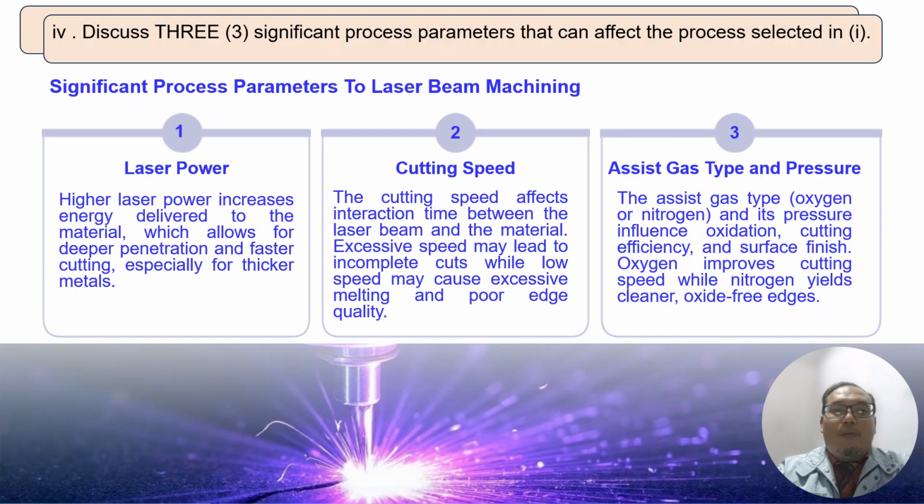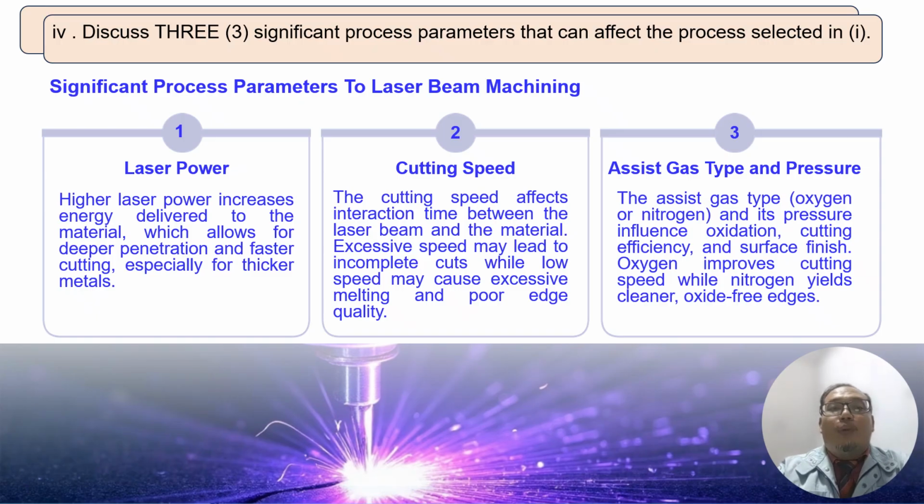Question 1.4. Discuss three significant process parameters that can affect the process selected in 1.1. The three significant process parameters for laser beam machining are: number 1, laser power. Laser power will determine the penetration level into the part. Number 2, cutting speed. Cutting speed will determine cutting quality. And the last, number 3, assist gas type and pressure. The appropriate gas type and pressure will determine the cutting efficiency and also the cutting quality.